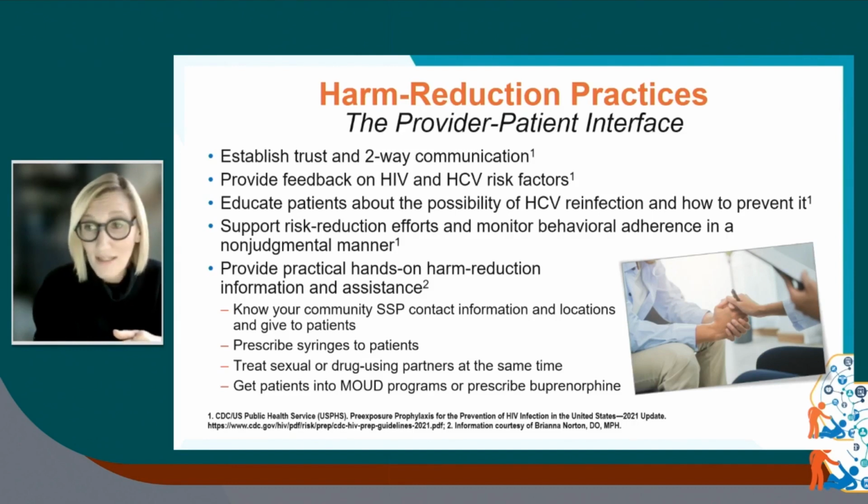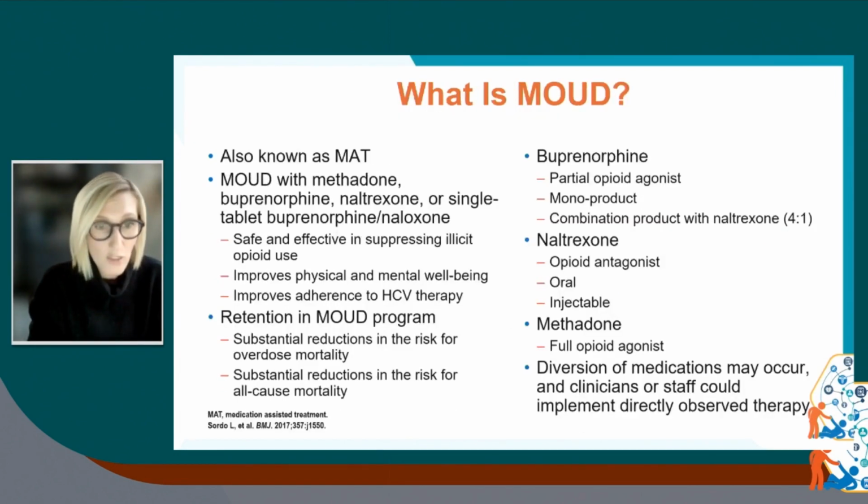And if a patient is at a space in their life where they're interested in receiving medication for opioid use disorder, you want to be able to refer them or prescribe buprenorphine yourself if you have your X waiver. So a quick word about medication for opioid use disorder. It's also known as medication-assisted treatment. It can be used with methadone, buprenorphine, naltrexone, or single tablet buprenorphine-naloxone.